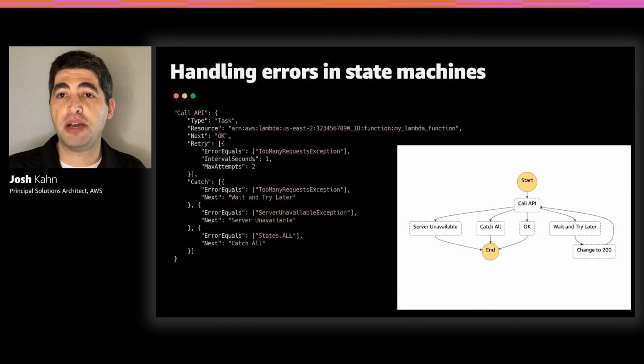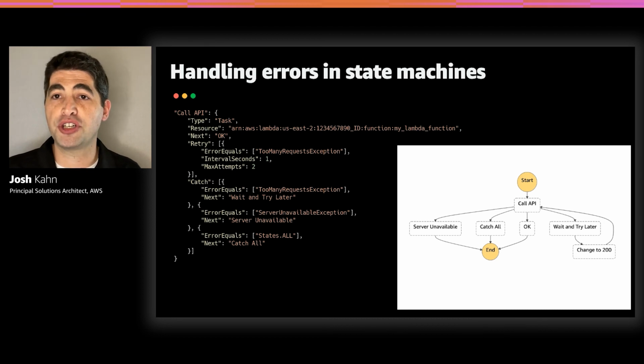Let's look at a simple example. So here we have a pretty simple state machine. It has a task called Call API, which invokes some Lambda function. And if you look at the JSON on the left, you'll see that we've implemented the retry behavior and try-catch type logic right within the state machine definition. So if that Lambda function returns an error of TooManyRequestsException, the state machine will automatically retry that step or that task up to 2 more times with a 1-second interval in between.